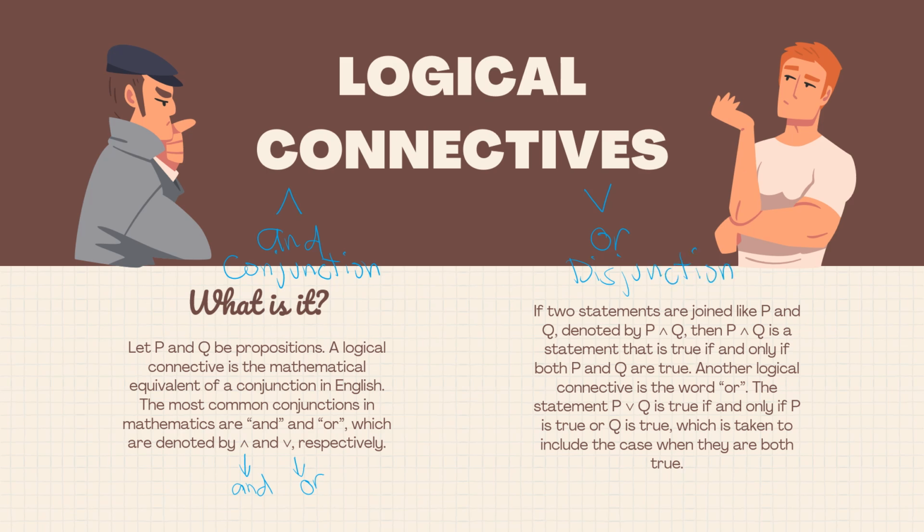Okay, so let's have an example. For example, we have the proposition P, I like cats. Then we have the proposition Q, I like dogs. So if we're going to make a statement P and Q, we can say I like cats and I like dogs. Or we can simply say I like cats and dogs.